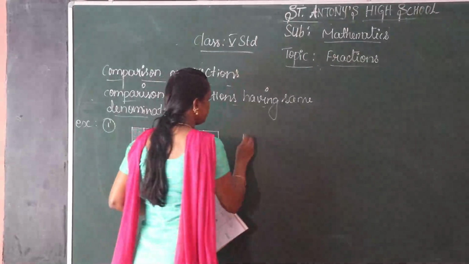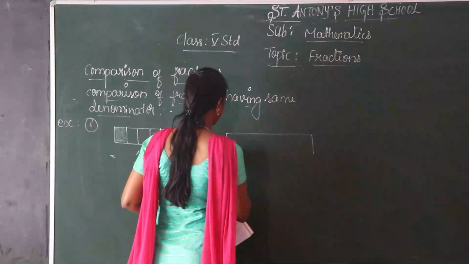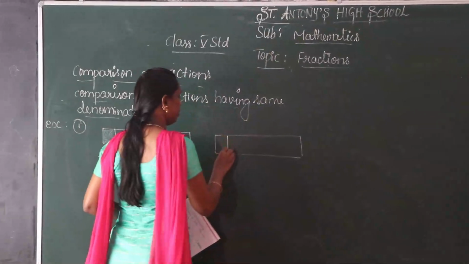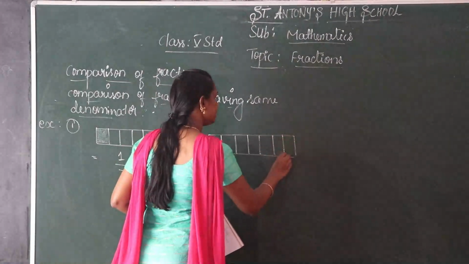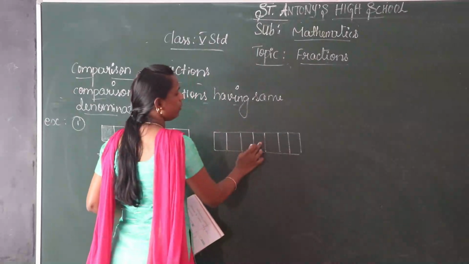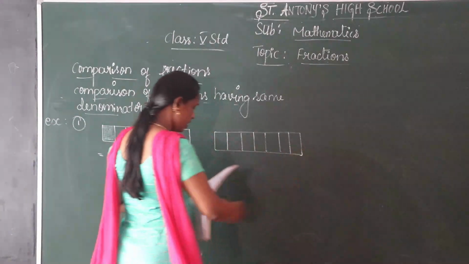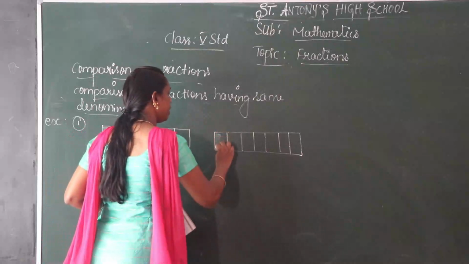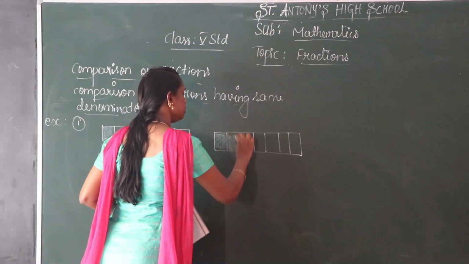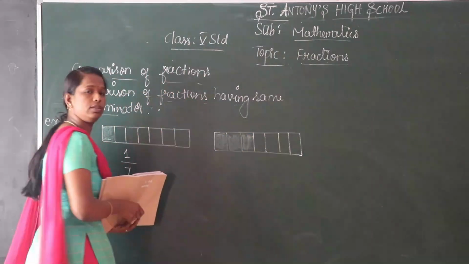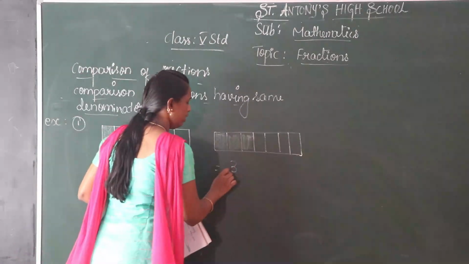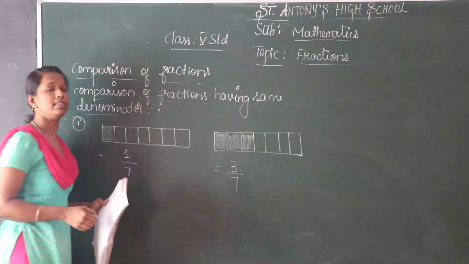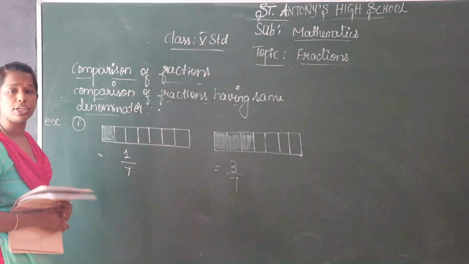Next figure. The total number of parts is the same, that is 7. 1, 2, 3, 4, 5, 6, 7. Here 3 parts, 3 boxes, are shaded. Writing the fraction, it is 3/7. 7 is the total number of parts, and 3 is the shaded part.